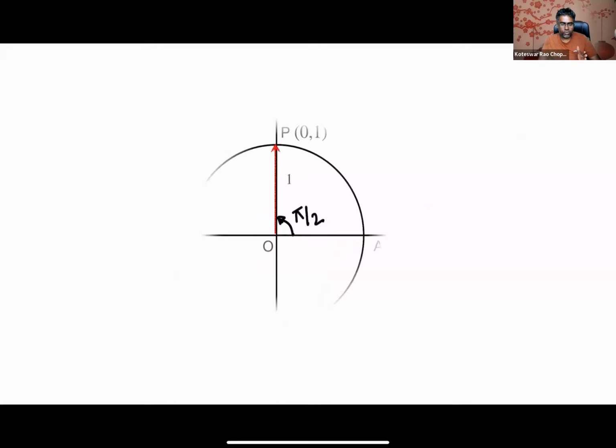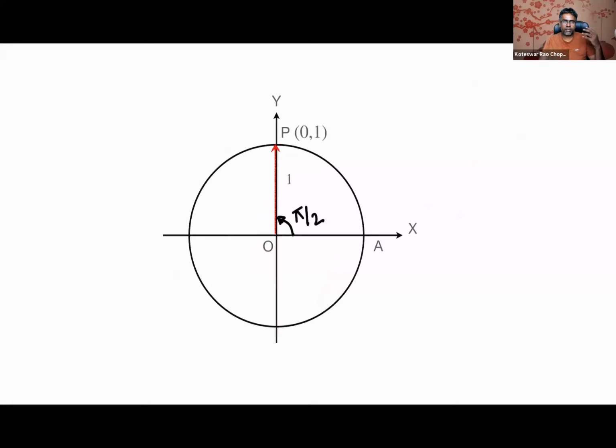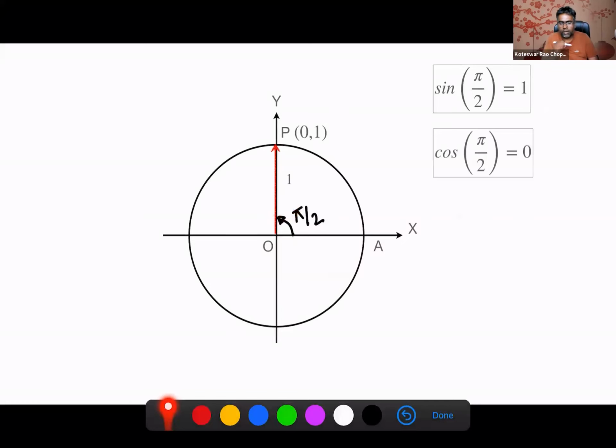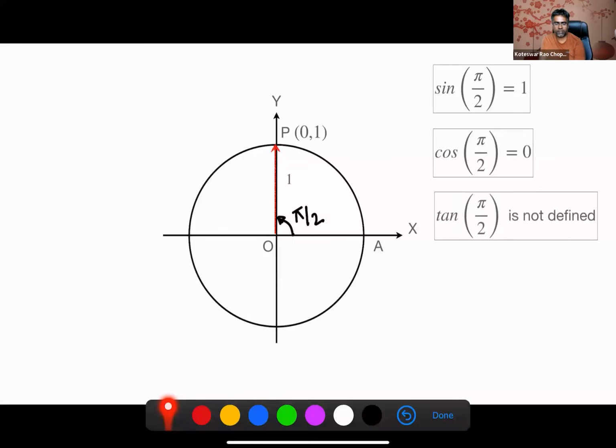So now go to 90 degrees. So now you have x coordinate 0 and y coordinate 1. Because y coordinate is 1, sine 90 or sine pi by 2 will be 1. And cos 90 or cos pi by 2 will be 0. And then what is tan here? What is tan 90? Anyone? It's not defined. Very good. Tan 90 is not defined because we don't want to divide anything by 0. So 1 by 0 is not defined. Fantastic. So this is not defined.